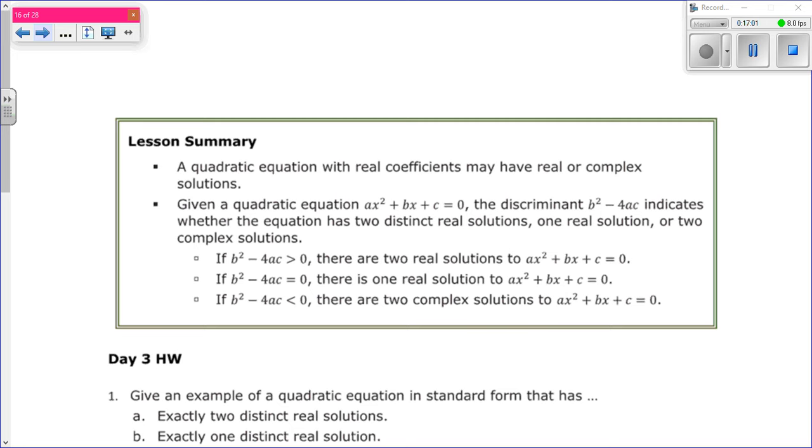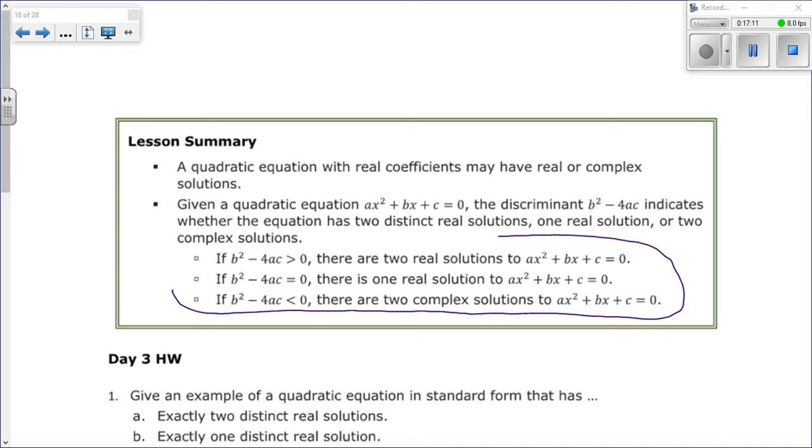Main ideas that we're really working with here is the discriminant, and this is kind of what stands out to me as one of the more important things that you need to take away from this lesson. It's just the discriminant and what it tells you about the roots of your equation. That's it. We will discuss this more in class tomorrow.